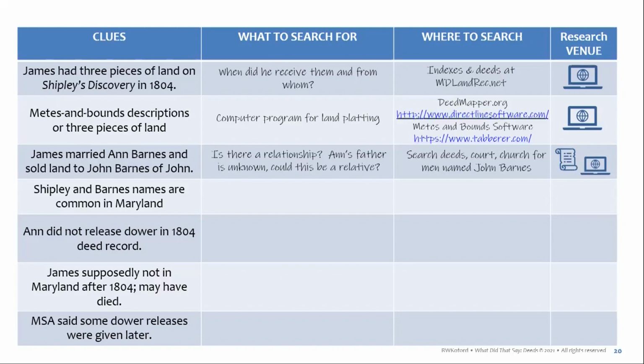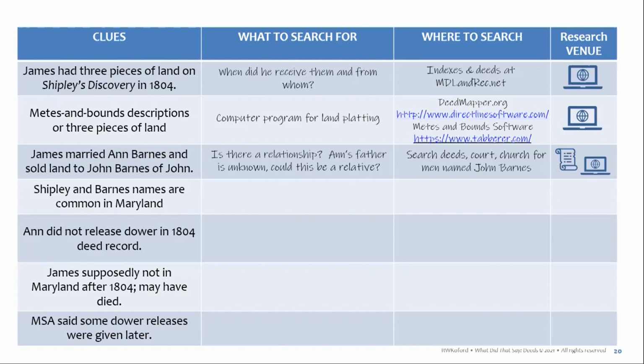Deed records are online, and some court records are online for Anne Arundel County that I can find, and those are on FamilySearch, but they're browse only. Church records may not be all online. I may have to go to the Genealogical Society in Anne Arundel County to ask them about some published indexes and see if they can help me out with other ideas.